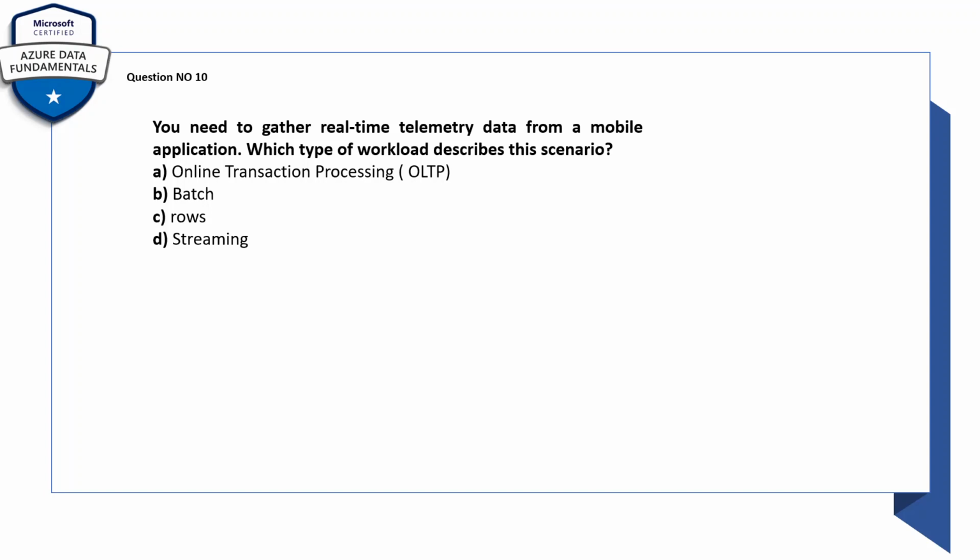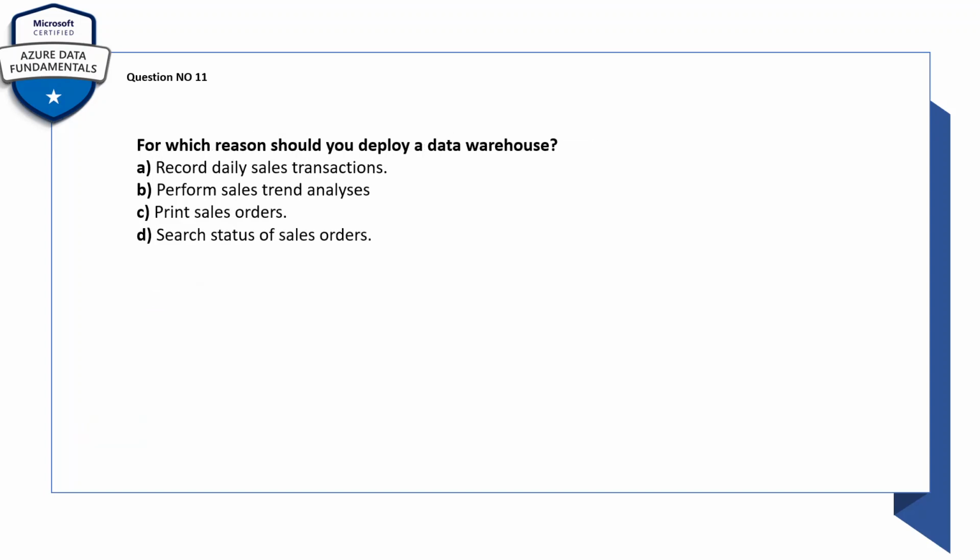Question number 10. You need to gather real-time telemetry data from a mobile application. Which type of workload describes this scenario? A. Online transaction processing, OLTP. B. Batch. C. Rows. D. Streaming. So the answer is D, Streaming.